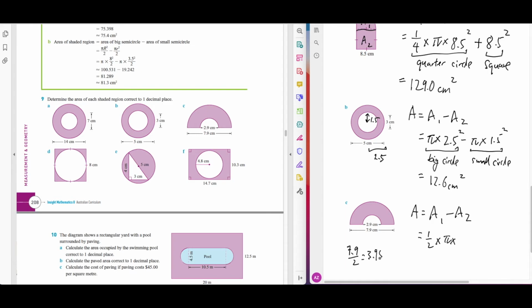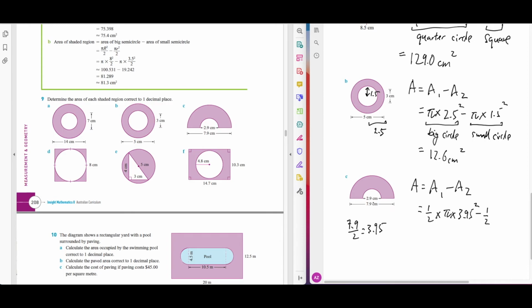So 7.9 divided by 2 should give you 3.95. Okay, so you can use a calculator for this. I'm just doing this in my head. So half times pi times 3.95 squared. Take away half of the small semicircle, right? So what's the radius of the small semicircle? That's going to be 2.9 divided by 2, which equals 1.45. Okay, so times pi times 1.45 squared. So that's how you get the area.